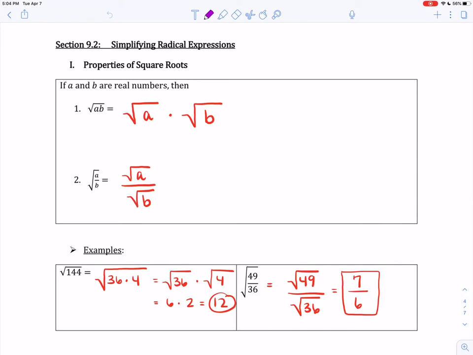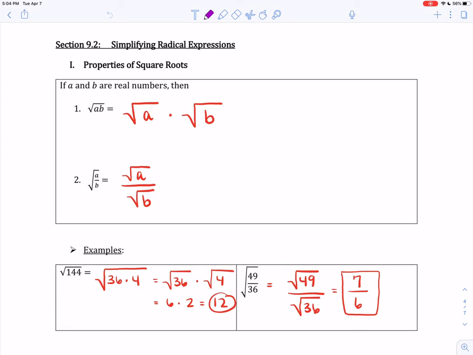Okay, so what you're looking at right now in Chapter 9 is all going to revolve around working with roots, or these are often referred to as radicals. So in Section 9.1, I think that section's pretty straightforward. Looked like you didn't have any trouble with that. Just some basic evaluating square roots and cube roots.